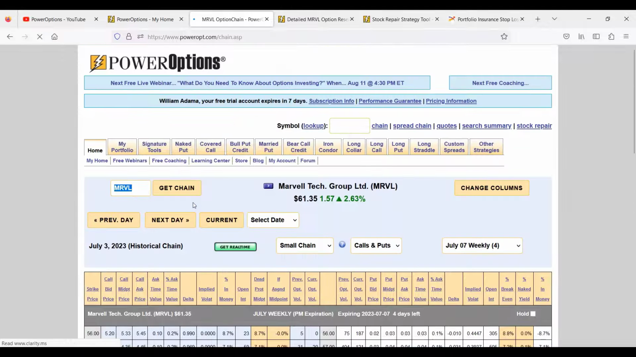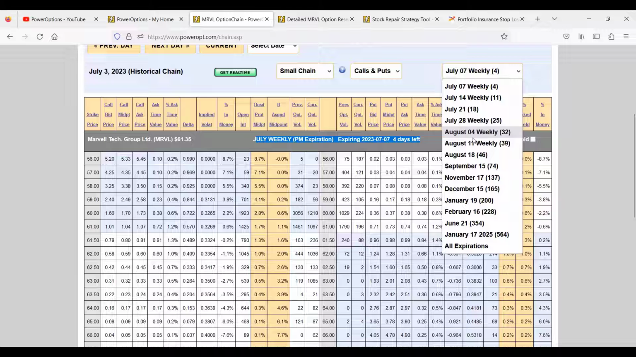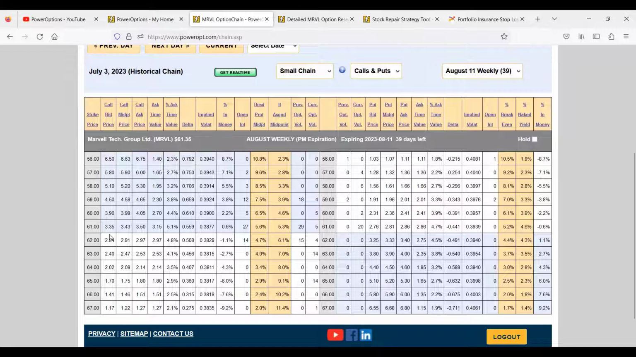This might take a minute to load. It's much faster than I thought. So you see here on July 3rd, we have the weekly series expiring July 7th, so on and so forth. August 5th, August 18th were available, as were the 11th. But I can go to August 11th and see what the price was. This is around Andrea's price, right? 61.92, but here we are at 61.35 on July 3rd.